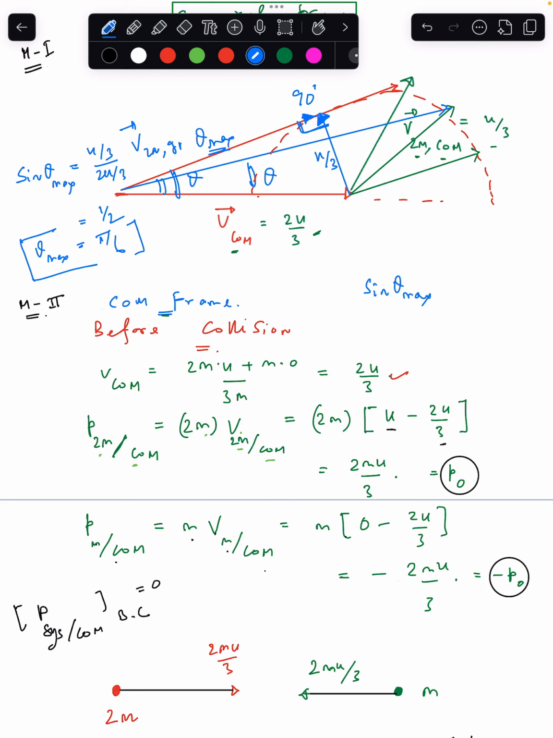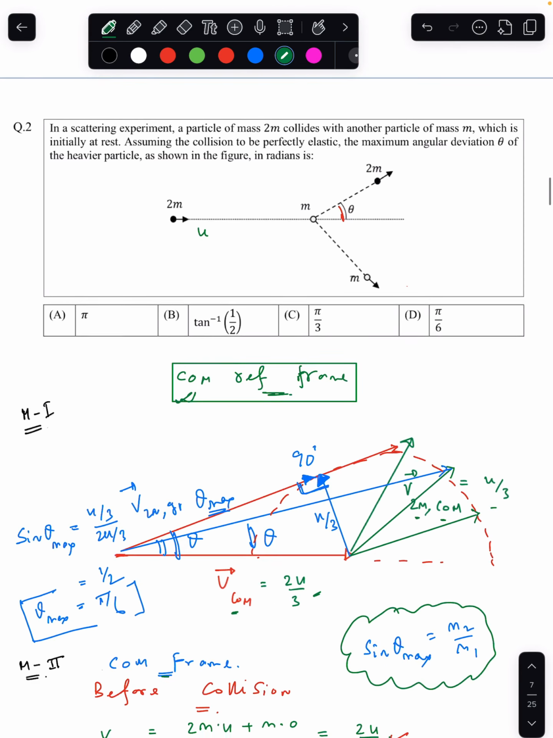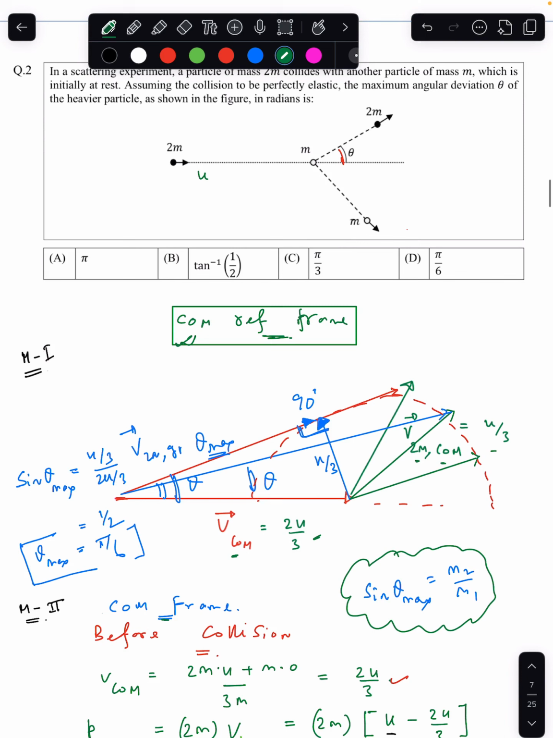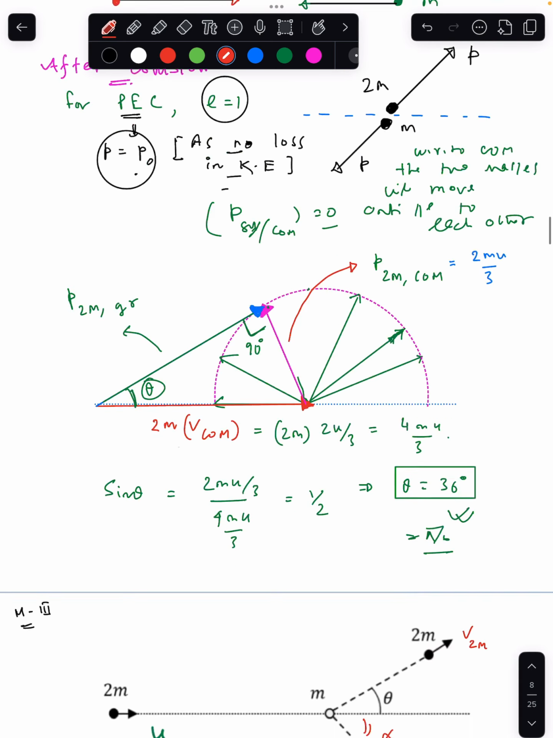By the way, I'll suggest that you remember this from now onwards: here in this case, sin theta max generally comes to be m2 by m1. I will encourage you to remember this value. If you get a similar question like this in a JEE Main like exam, you can directly put the formula and get the answer. Here m2 is m and m1 is 2m, so m2 by m1 is coming to sin theta max equal to half. Directly you can write pi by 6, right?